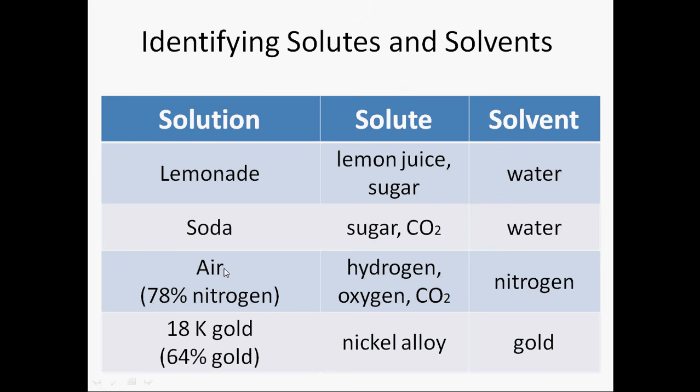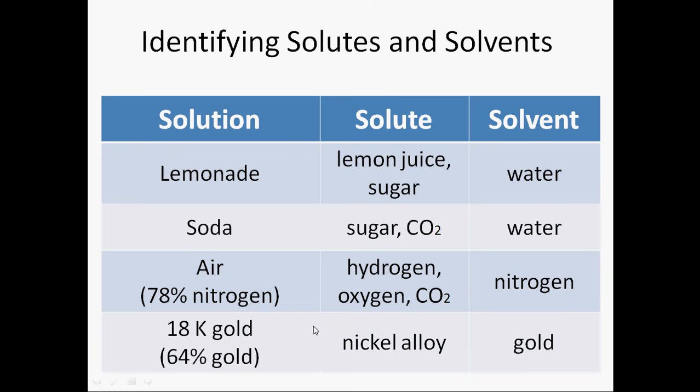Okay. The air that we breathe is also a solution. In order to figure out what the solvent is and what the solutes are, we need to know the composition of air. As it turns out, it's about 78% nitrogen. So since that's the majority, that indicates to us that nitrogen would be the solvent in air, and all the other substances, hydrogen, oxygen, carbon dioxide, etc., would be solutes that are being dissolved into the nitrogen.